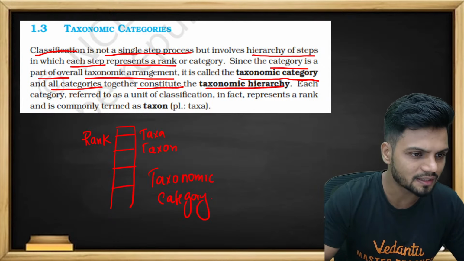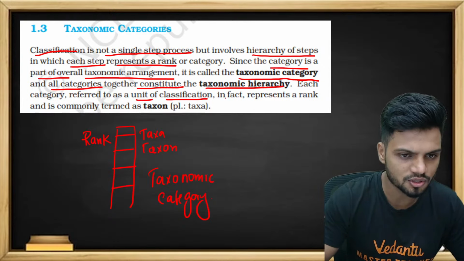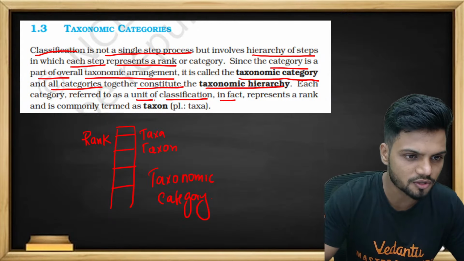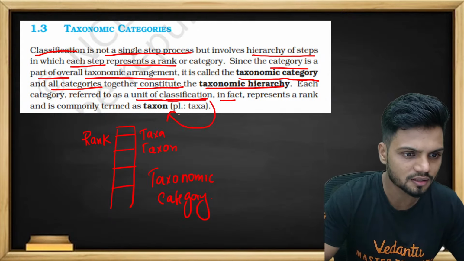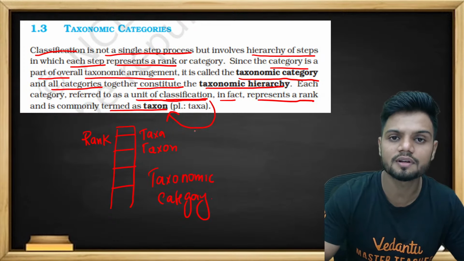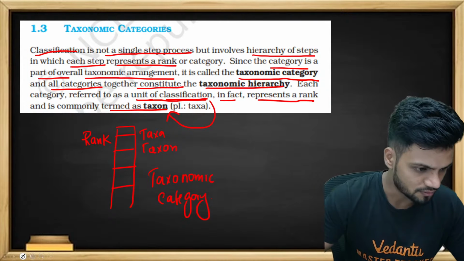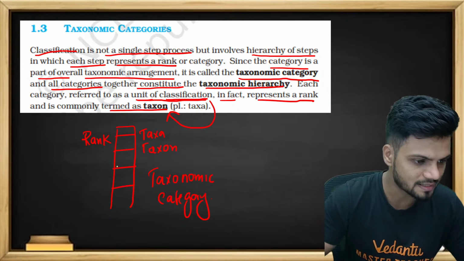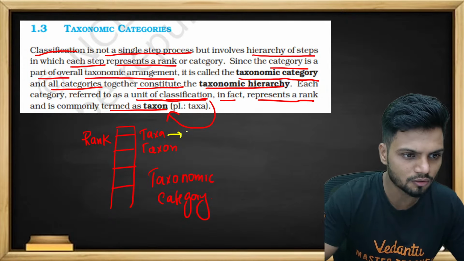Now each category is referred to as a unit of classification. In fact, what is the unit of classification? The unit of classification is the taxon, which represents a rank. So if someone asks you what is a taxon or what is a taxa, it is nothing but a unit of classification.